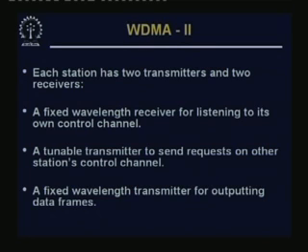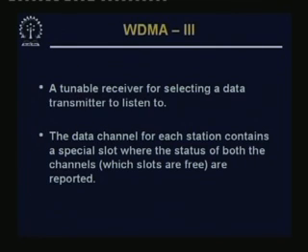Now, suppose A wants to talk to B, it talks to B's control channel, and then when it wants to communicate over the wavelength assigned to it, it can output the data frame at a fixed wavelength. Then it requires a tunable receiver for selecting a data transmitter to listen to. A is talking to B. So, for listening to B, it requires a tunable receiver, because it may want to listen to B now, and later on it may want to listen to C.